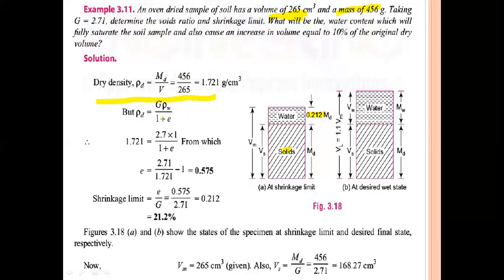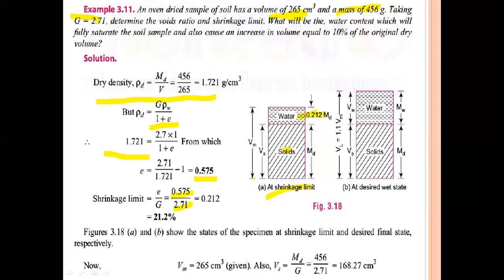But rho d equals the formula G into rho w by 1 plus e. Here rho d is 1.721, and G is the specific gravity 2.71. Substituting, with rho w as 1, e equals 2.71 by 1.721 minus 1, that equals 0.575. Here the shrinkage limit is e by G. The e value is 0.575 and G is 2.71, which equals 0.212. That is the shrinkage limit, 21.2%.